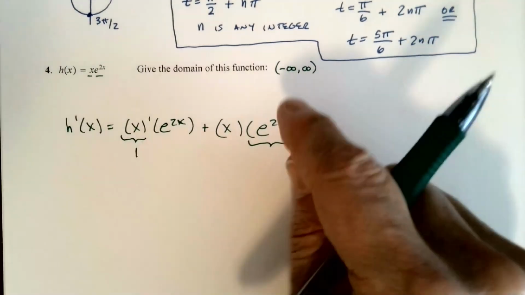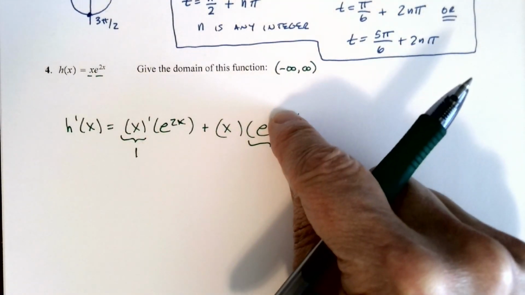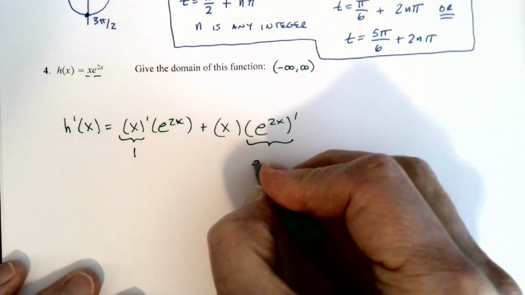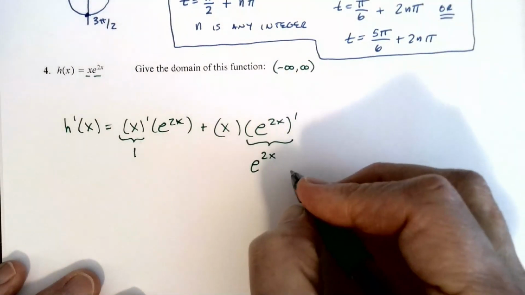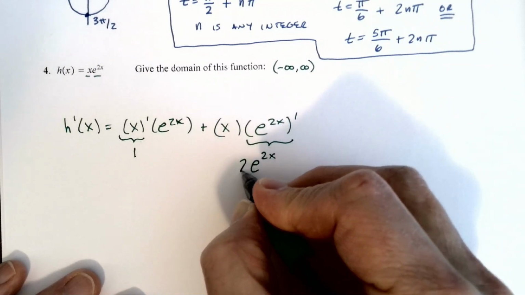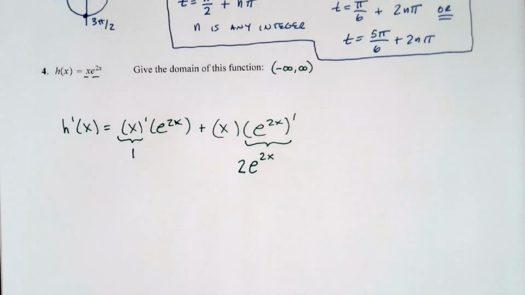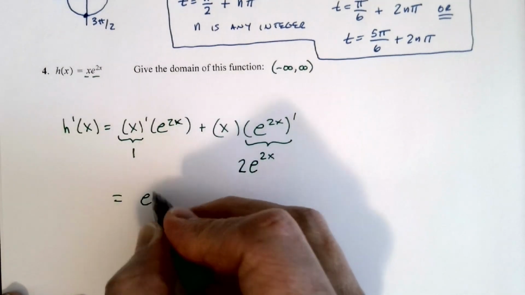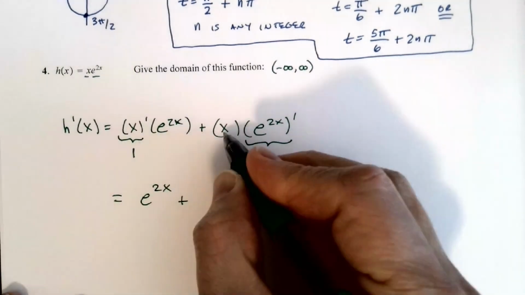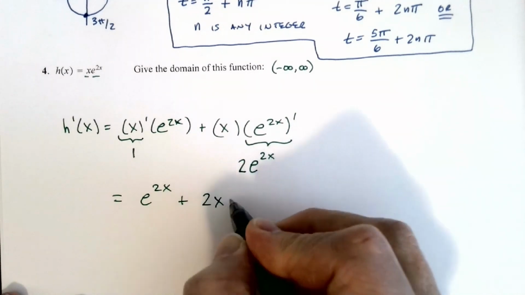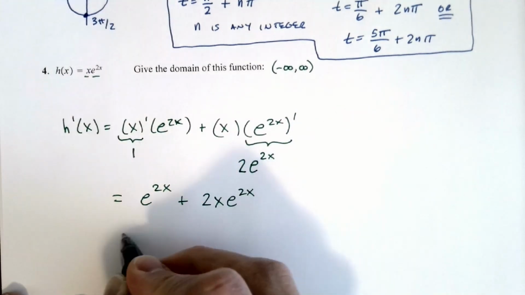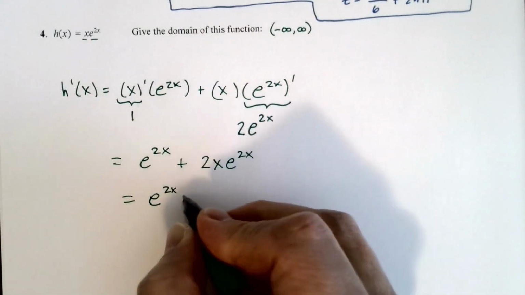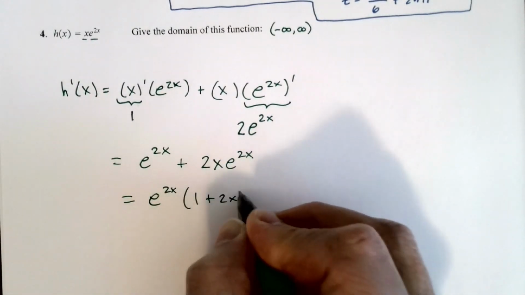That's the chain rule. I have e to the u, where e to the u is the outer function and u equals 2x is the inner function. The derivative of e to the u is e to the u times what? The derivative of the inner function, which is 2. So 2e to the 2x. And so this becomes 1 times e to the 2x plus 2x e to the 2x. I can factor. E to the 2x is common to both, leaving me 1 plus 2x.